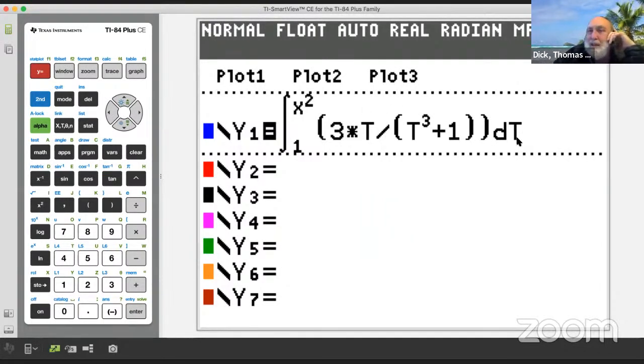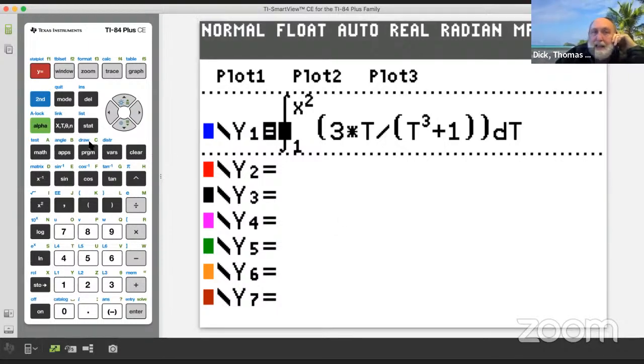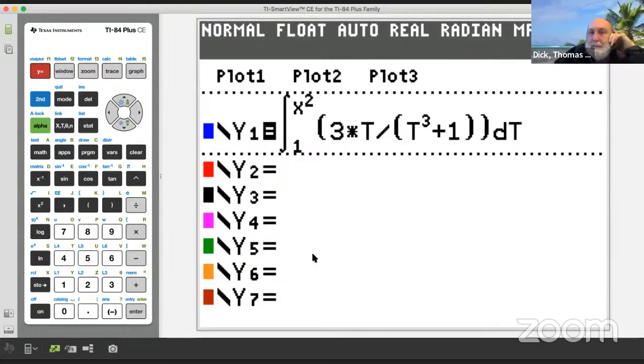But there's a part of me that feels it's bad form to use the same variable for the variable of integration as you're using for your independent variable, as your boundaries. So that's why you can get away with using X both places, even though that's not the best form for what we would do with paper and pencil. So you chose the T. Yes, I arbitrarily did there, and used an alpha T to get that.